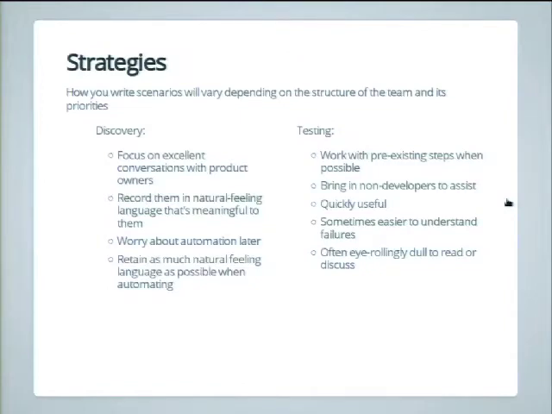A couple of strategies on the language side of it, because that is the part where I spend a lot of time. There are two ways you can enter. One, you're using it for discovery: you want to have great conversations, you want to reduce ignorance and find out what you're supposed to do, so you're going to focus on excellent conversation with your product owners. That's going to help you make decisions. You're going to try to record them in natural feeling language, and the pre-built steps don't always feel so natural. You're going to worry about automating later in the process, so you just want to capture the ideas, and you're going to retain that natural feeling as long as you can to continue to talk about these things with your product owners.